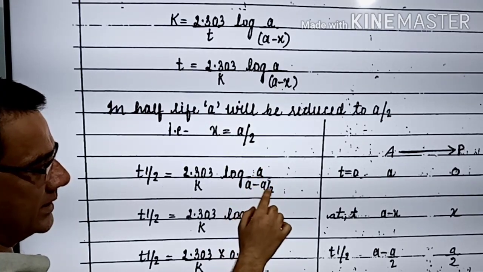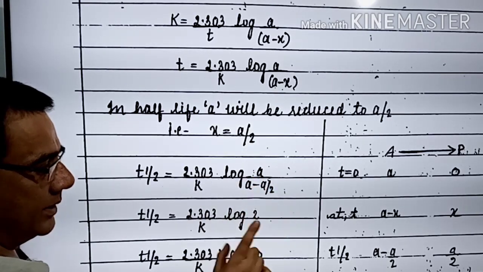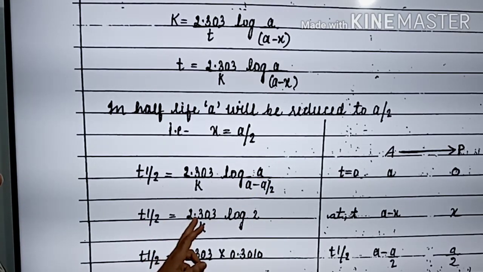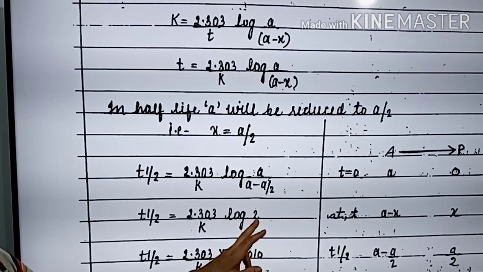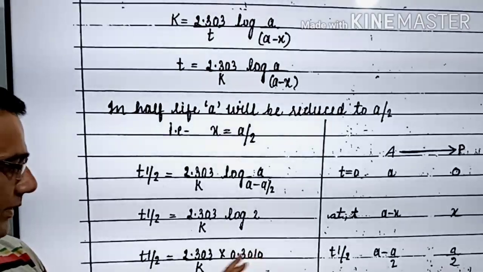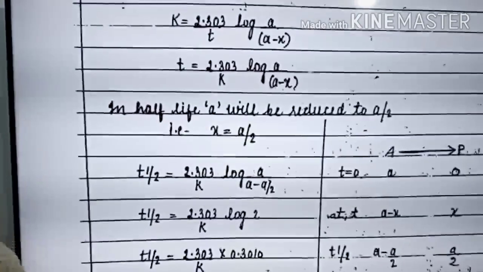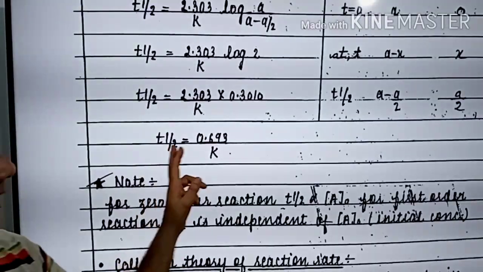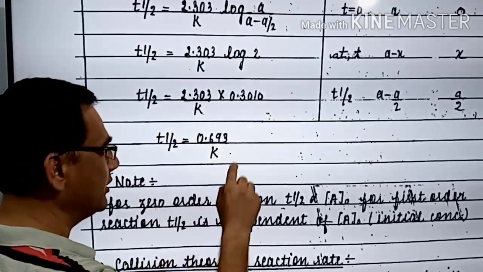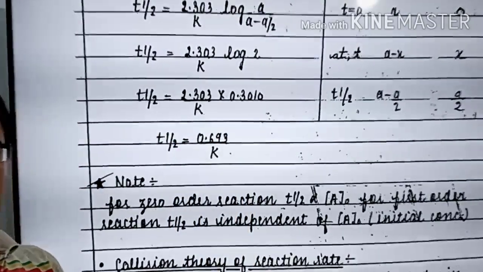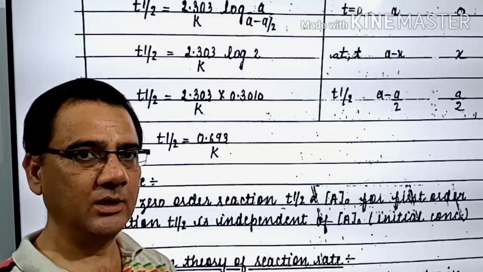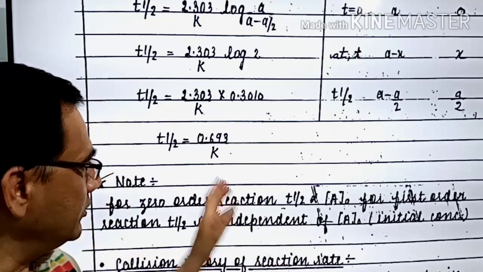अब देखिए, a upon a minus a by 2, a minus a by 2 में क्या बचेगा? a by 2. 2 को ऊपर ले लिए, a से a cancel, then you will get the expression t half is equal to 2.303 upon k log 2, और log 2 की value fixed होती है, that is 0.3010. When we multiply this, then you will get t half is equal to 0.693 upon K, and this is the expression for the t half for first order reaction. When we need to calculate the half life for the first order process, first order reaction, then we use this expression.